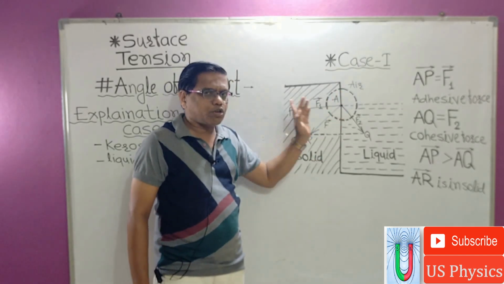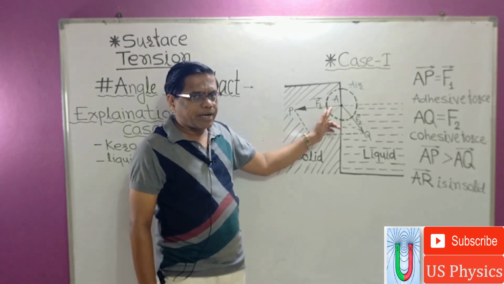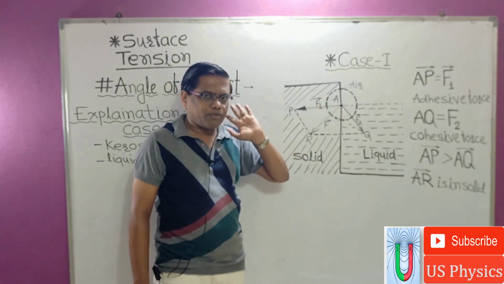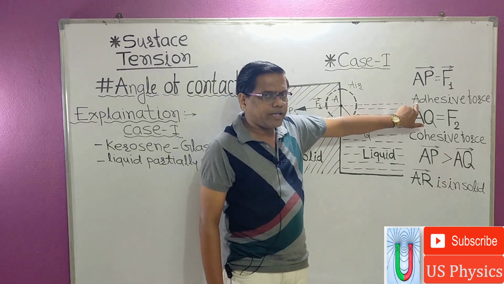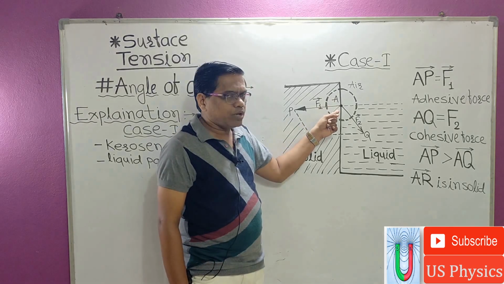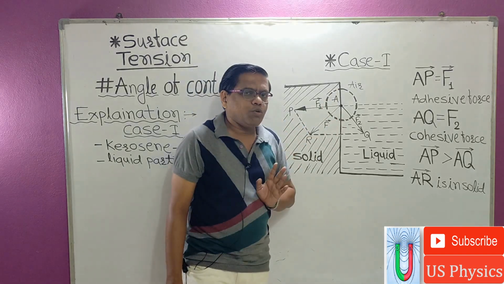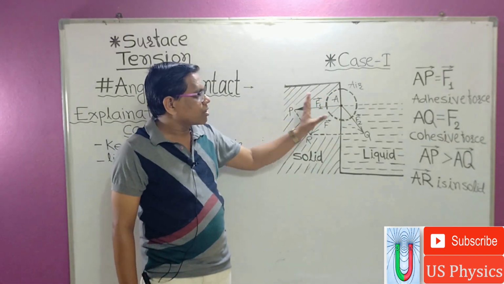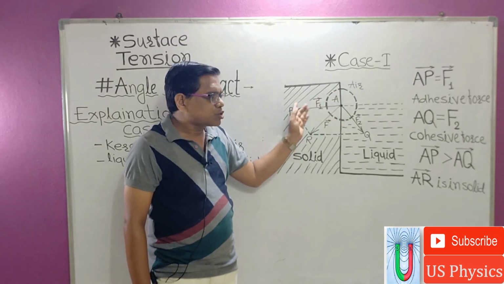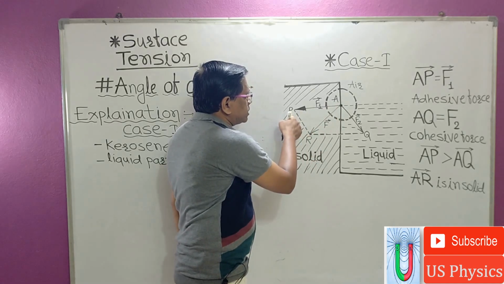In this portion where solid is present, the molecules of solid will exert a force of attraction on molecule A. This is the force of attraction between molecules of two different substances, molecules of solid and molecules of liquid. That's why it is called the adhesive force or adhesion. This adhesive force, which we indicate by F1, will act on molecule A through the center of gravity of this part of the sphere, that is, the part of the sphere of influence that lies in the solid. That's why it will act along this line AP.